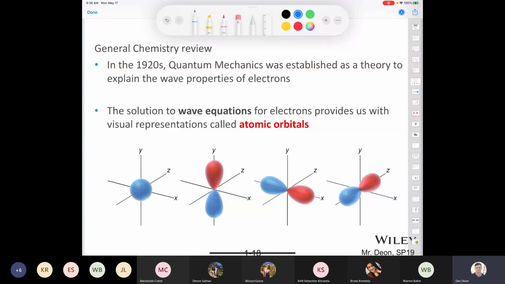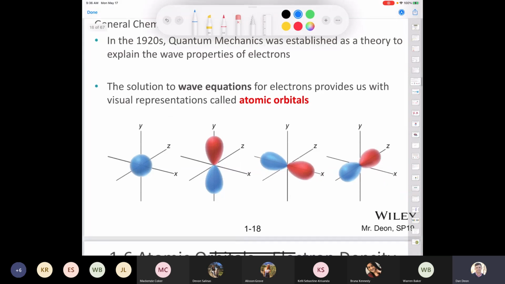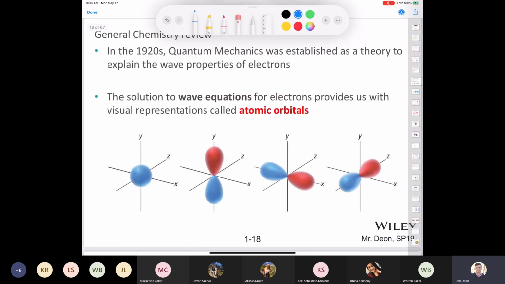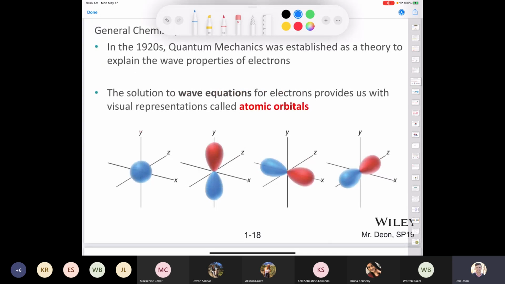And then quantum mechanics came along later on to help us explain the wave properties of electrons. The solution to the wave equations for electrons gives us a visual representation of what we call atomic orbitals. Now, to distill this into the simplest possible bits of what you have to know for organic chemistry 1, you've got to know the different types of orbitals. The only ones that are going to show up in organic chemistry are s and p orbitals.